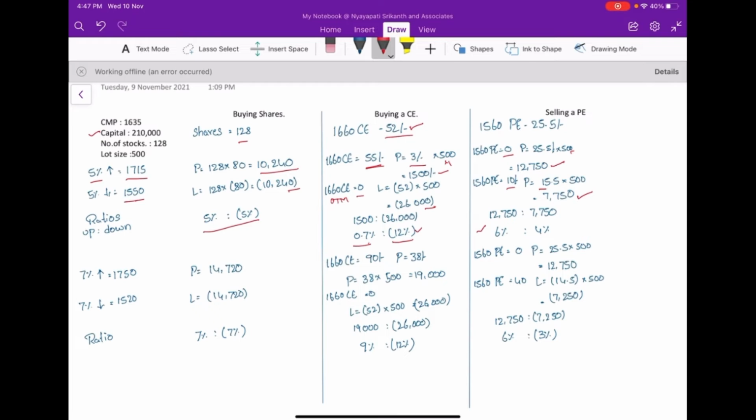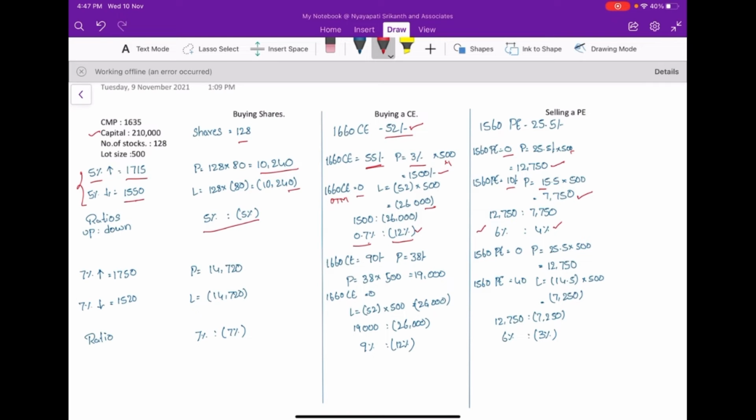When your view is wrong by 5%, you earn 4% as interest, or as profit. So here you can see the difference, how much percentage of the amount you are risking to earn a particular percentage if the stock moves somewhere around 5%.